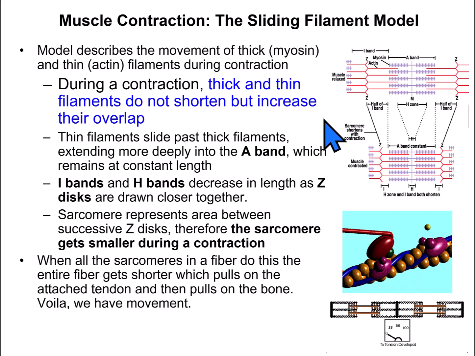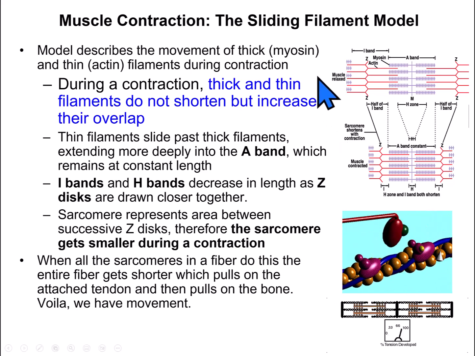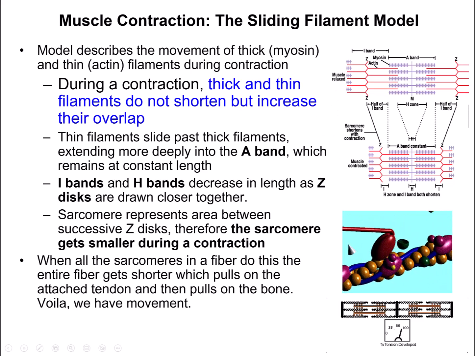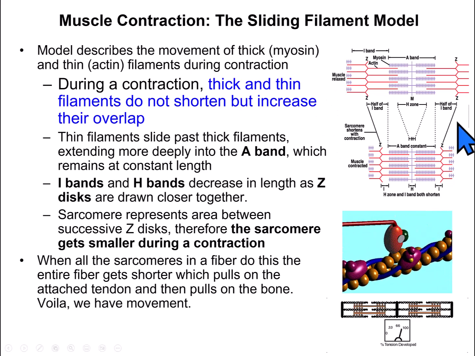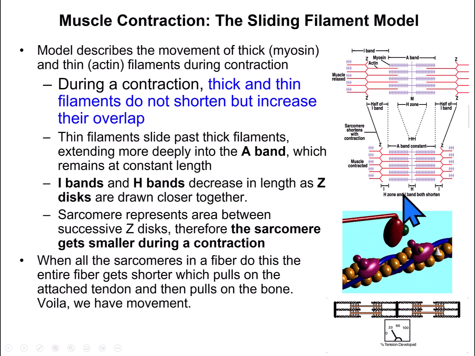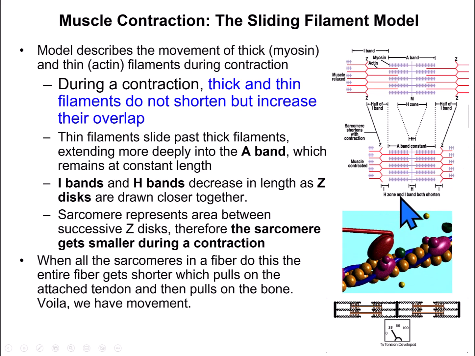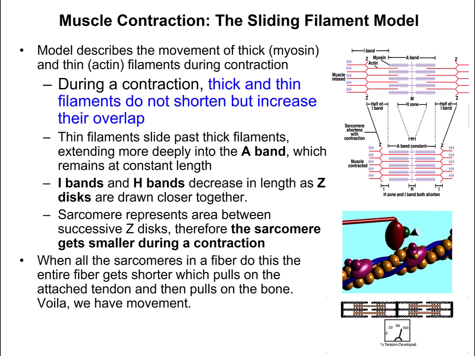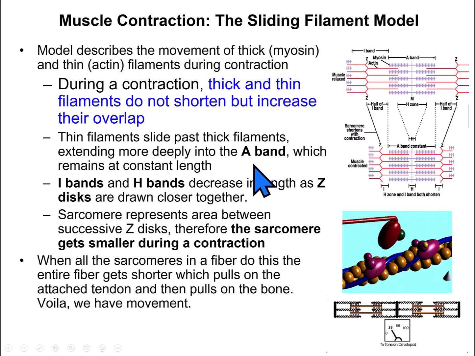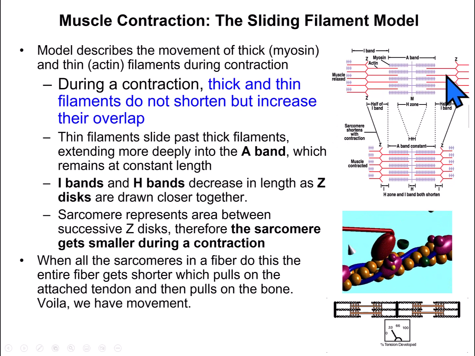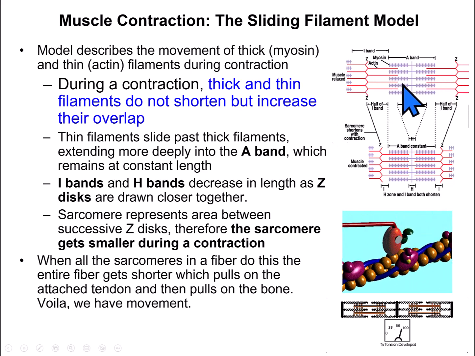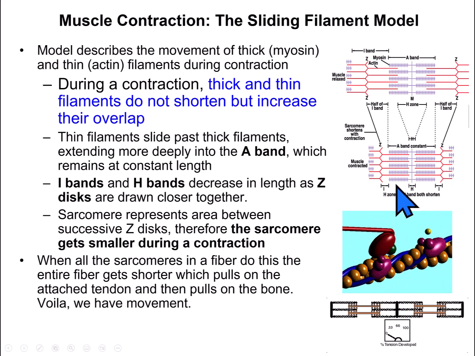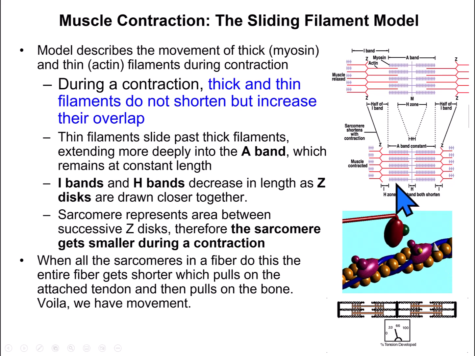When we're looking at muscle contraction, we have what's called the sliding filament model of muscle contraction. And basically this describes a movement of the thick and thin myofilaments during a contraction. During a contraction, those thick and thin myofilaments don't shorten, but they increase their overlap. The thin filaments slide past the thick filaments, extending more deeply into the A band, which remains at constant length. So we see here, our A band, our thin filaments are going to slide over that thick filament. The I bands and H bands are going to decrease in length as the Z discs are drawn closer together.